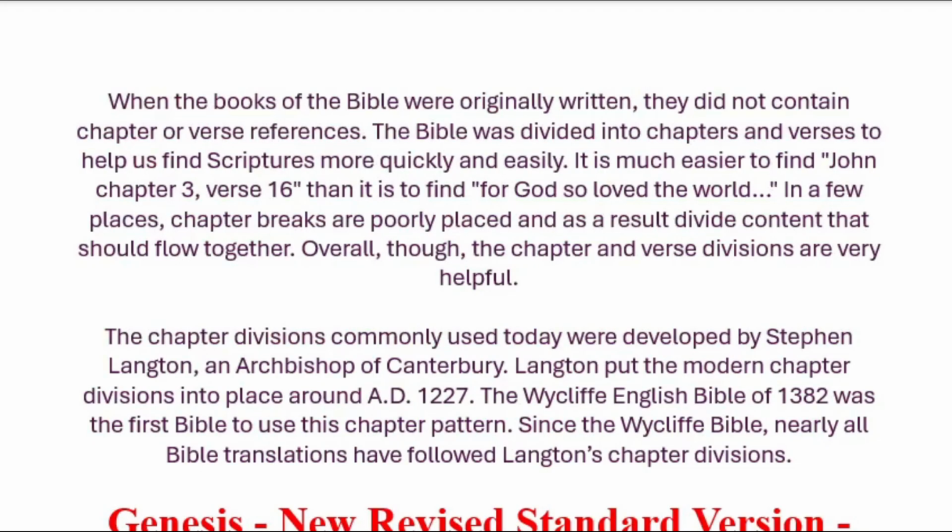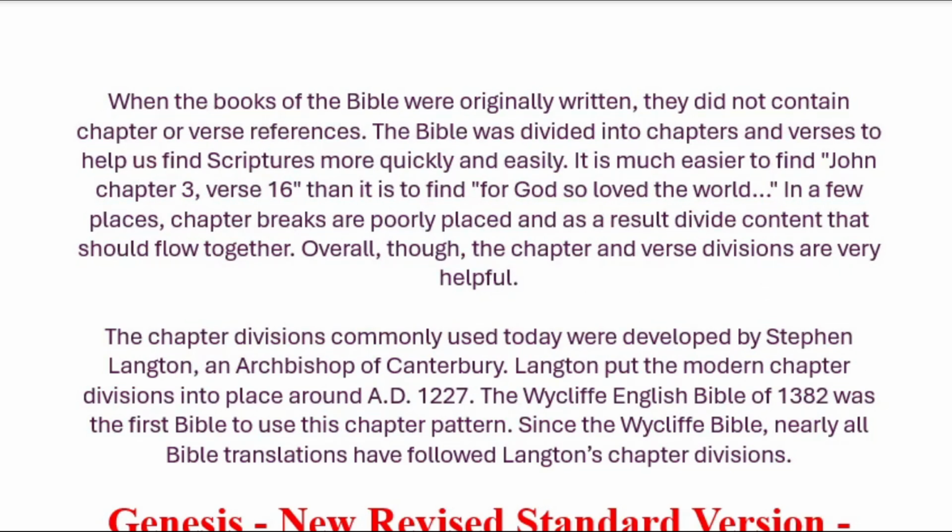When the books of the Bible were originally written, they did not contain chapter or verse references. The Bible was divided into chapters and verses to help us find scriptures more quickly and easily. It is much easier to find John chapter 3 verse 16 than it is to find "for God so loved the world." In a few places, chapter breaks are poorly placed and as a result divide content that should flow together. Overall, though, the chapter and verse divisions are very helpful.